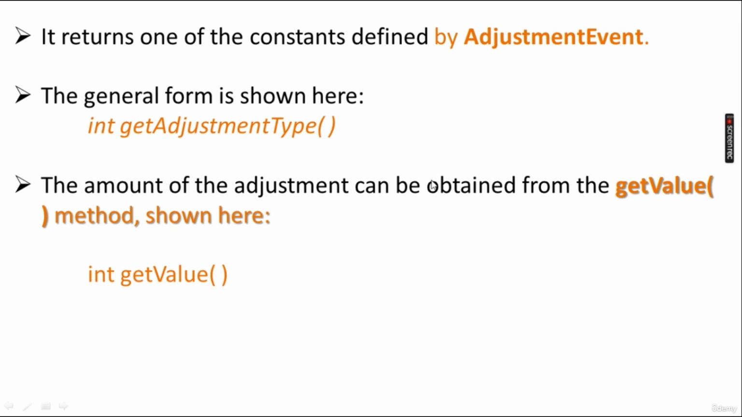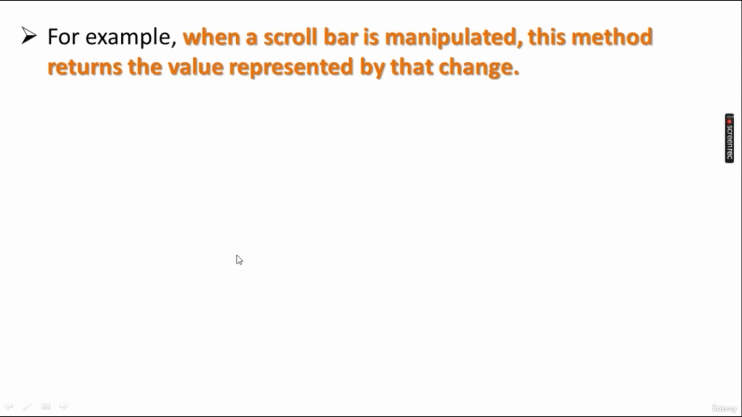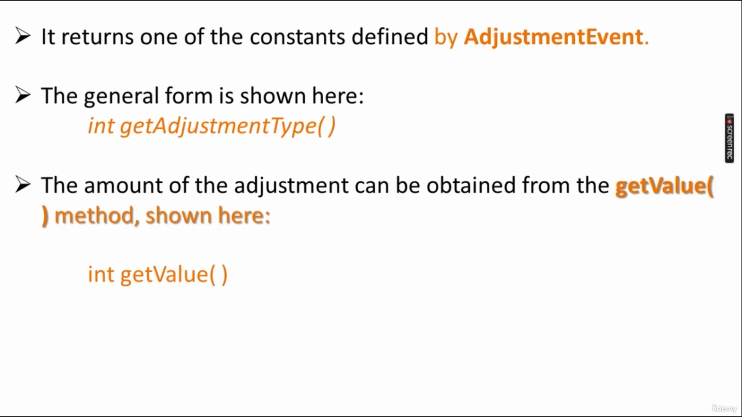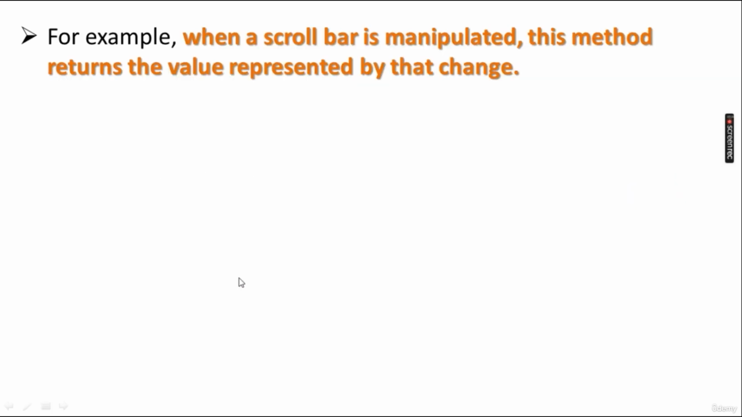The amount of the adjustment can be obtained from the getValue method, shown here: int getValue. For example, when a scroll bar is manipulated, or any change has been made with a scroll bar, this method returns the value represented by that change. So how much change has occurred is given by this getValue method.